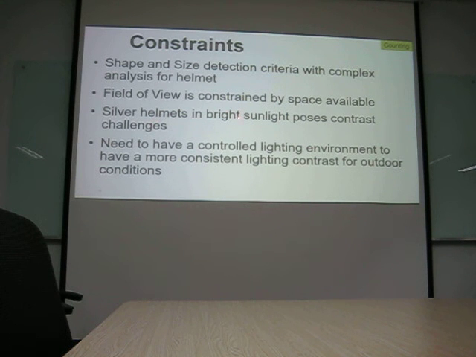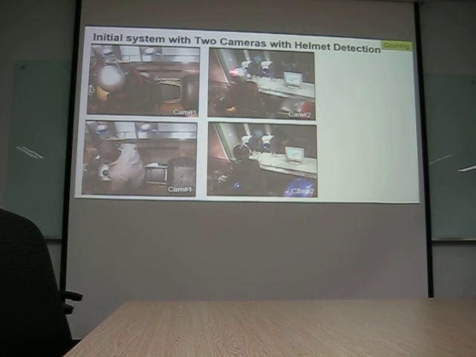Silver is a problem, silver helmet, because of light reflection. So I told them silver can't work. I don't tell them it cannot work. Okay, then we want controlled lighting. Okay, so this is the type of example.